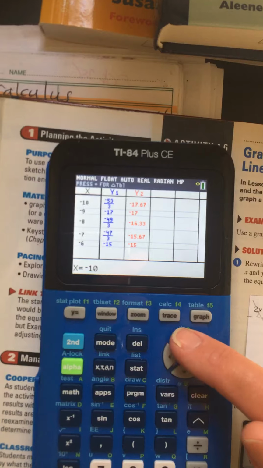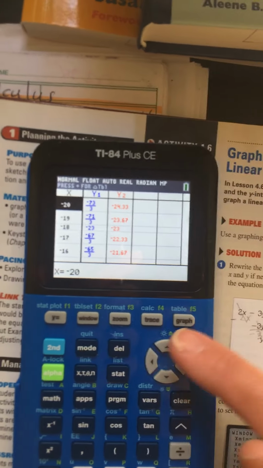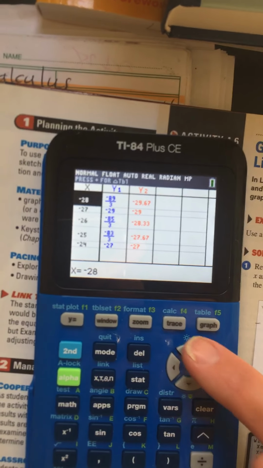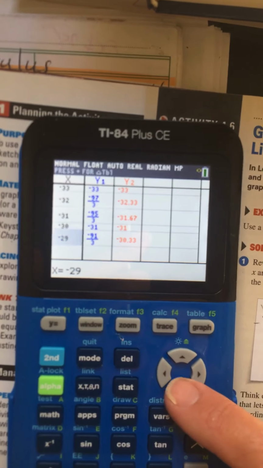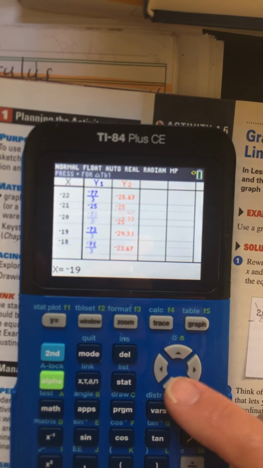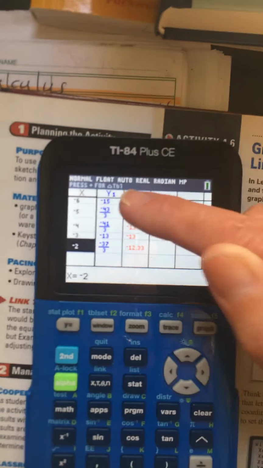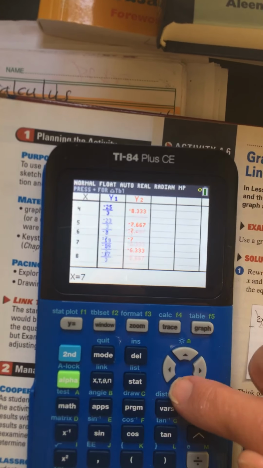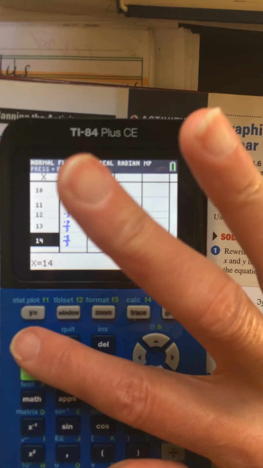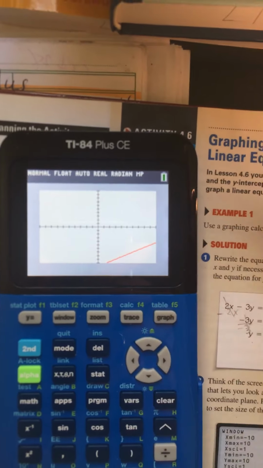So my son, who is also a math geek like me, he prefers the table. I don't like the table. I'm more of a visual person, and I like the graph with the little blinky dot to get my if-then chart. He likes scrolling through and looking for good numbers for his if-then chart. So you can do it either way. So if you want to do the table, it's second graph. And then I like to do it with graph.